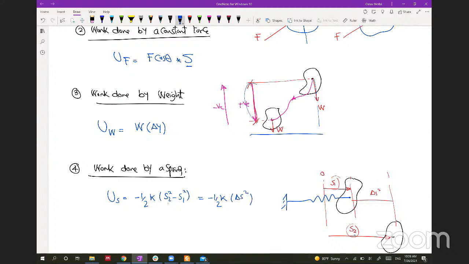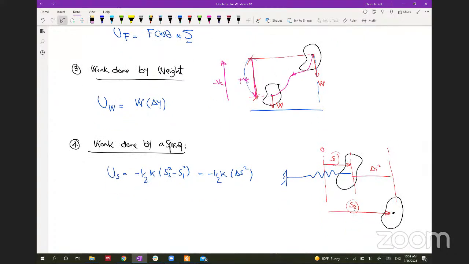Delta S squared. All right, so this is the work done by a spring, and let's see the one new thing that wasn't in the particles, which is the work done by a couple moment or any moment, like the work done by moment.